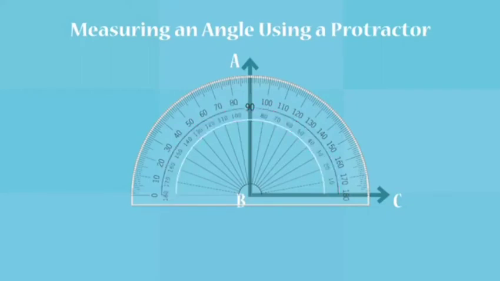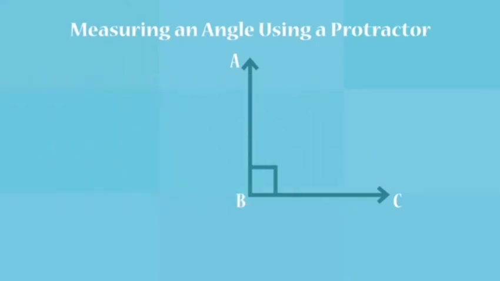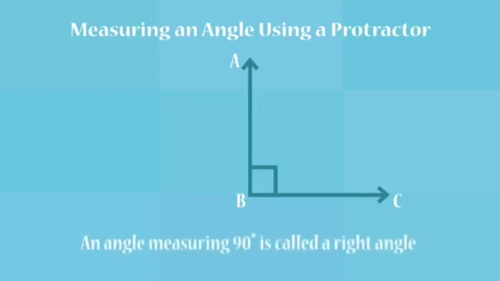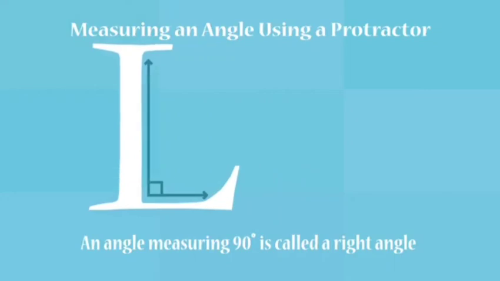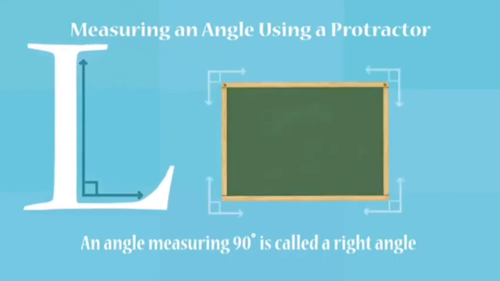Step 3. Read the measurement on the scale, where the other arm of the angle and the scale meet. The scale and the arm meet at 90 degree. Thus, the angle measures 90 degrees. An angle measuring 90 degree is called a right angle. The capital letter L in the alphabet is one example of a right angle. The corners of your school blackboard also make a right angle.